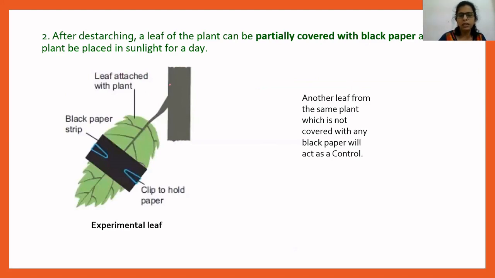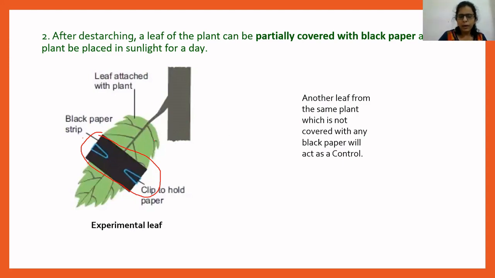Remember, you should not pluck the leaf. Okay, the leaf should be attached to the plant. Okay, so the leaf of the plant can be partially covered with a black paper like this, as it is shown here. Okay, in the diagram, the front and the back part of the leaf you can cover with the black paper. And remember, the leaf has to be attached to the plant. Why? Because now you will keep the plant in sunlight for the process of photosynthesis. Okay, so you have to take a leaf. Okay, one part of the leaf you have to cover with the black paper, both front and back. Okay, and then you have to keep the potted plant in sunlight for a day or for several hours.